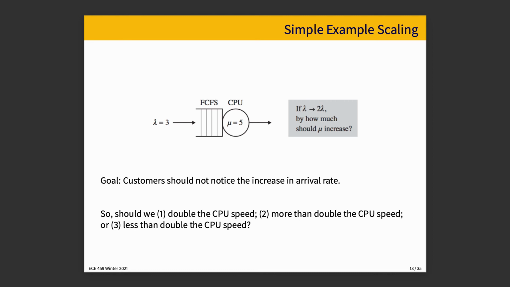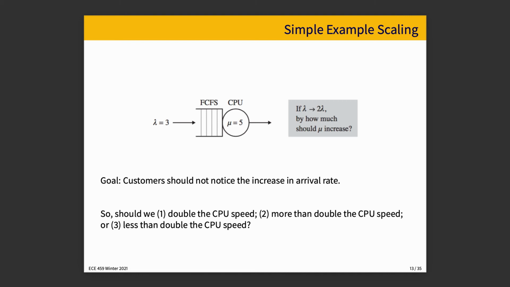So here's our initial system represented as a little diagram. We have lambda equals 3 as the arrival rate into this queue, the queue being that little sideways bucket with vertical lines, and it's first come, first served. And our CPU has mu equals 5, which is to say it can complete an average of 5 jobs per second. And so if lambda will double, by how much should mu increase? Our objective is that the customer should not notice the increase in arrival rate. That is, the customer should not be negatively affected by this change in any way.